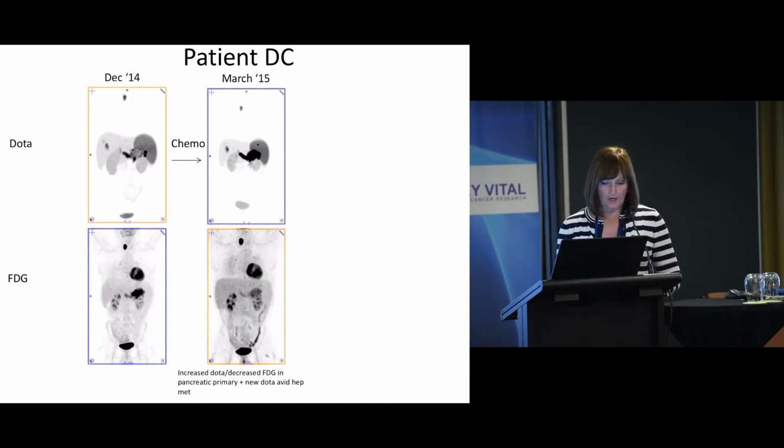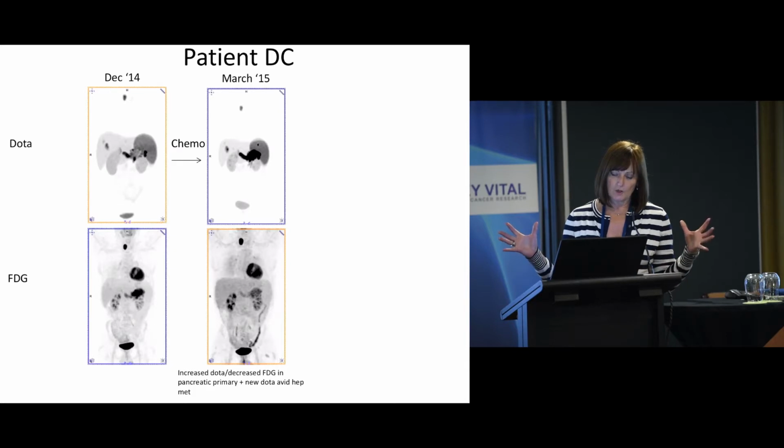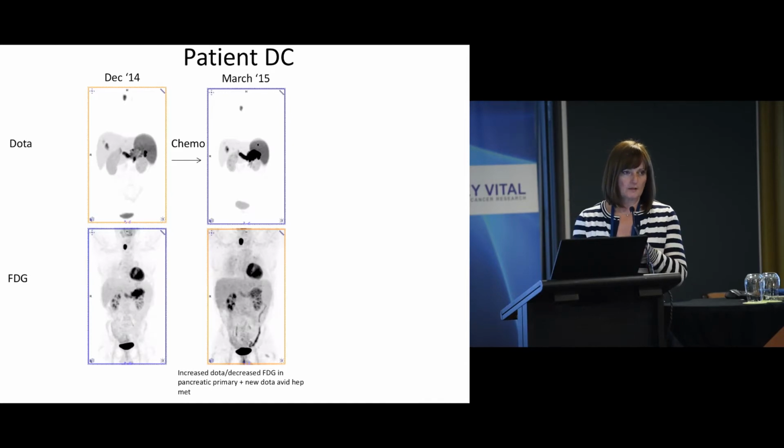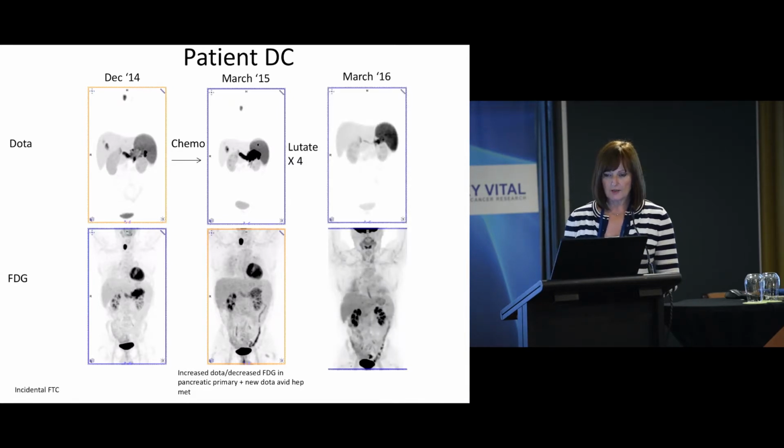Given that high grade and highly dedifferentiated disease, the patient had chemo as the first line therapy. Interestingly, the FDG avidity went down significantly, but if you look at the DOTATATE imaging, it's almost as though the high clone disease responded to chemotherapy and the lower clone took over, and we now have a very DOTATATE avid pancreas. The patient then went on to lutate therapy, and we have near normalisation of the FDG and significant regression of the pancreatic disease and of the liver metastases.